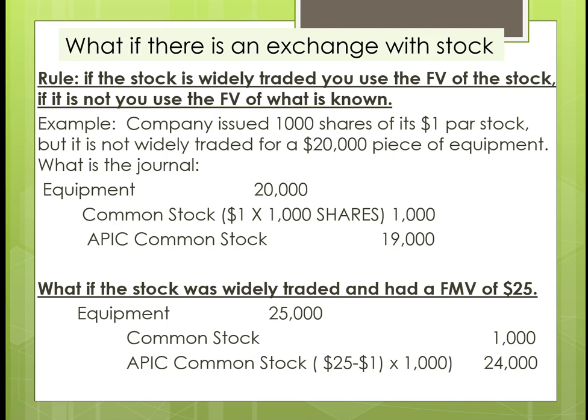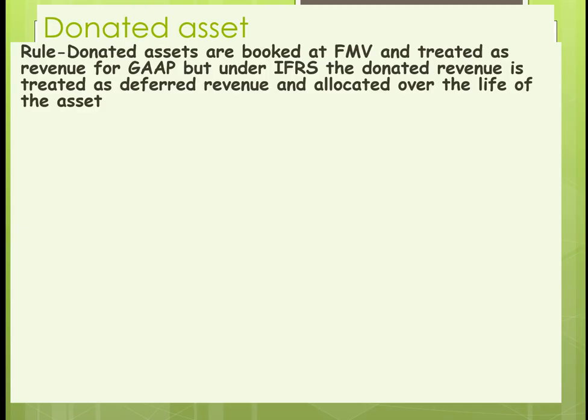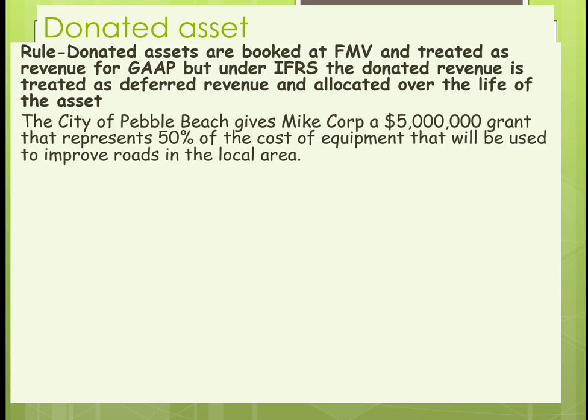Now what happens if we have donated assets? Okay, the rule is donated assets are booked at fair market value and treated as revenue for GAAP. But under the IFRS, the donated revenue is treated as deferred revenue and allocated over the life of the asset. So, the City of Pebble Beach gives Mike a $5 million grant that represents 50% of the cost of equipment that will be used to improve roads in the local area.